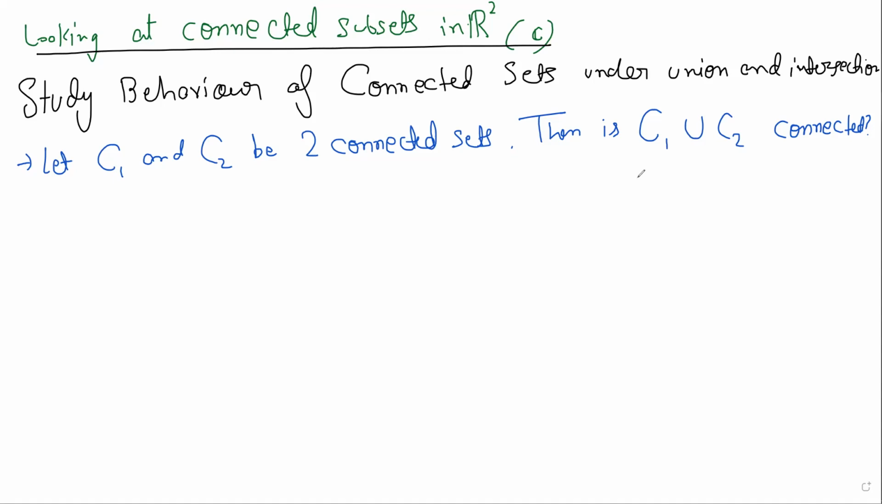So connected basically here means that you cannot write it as a union of two disjoint, non-empty open sets. Yeah, let's think about this.